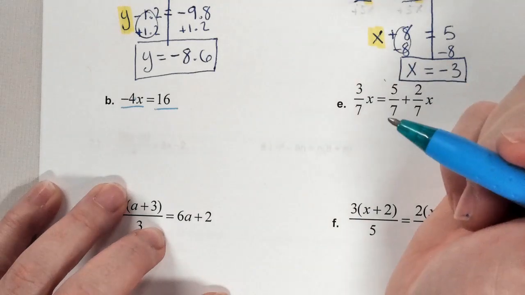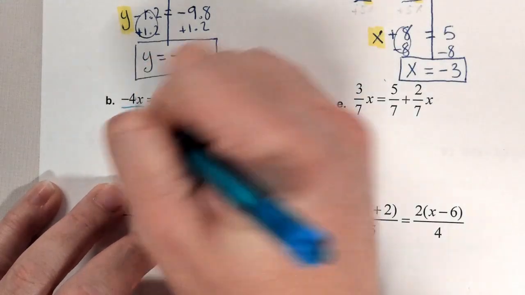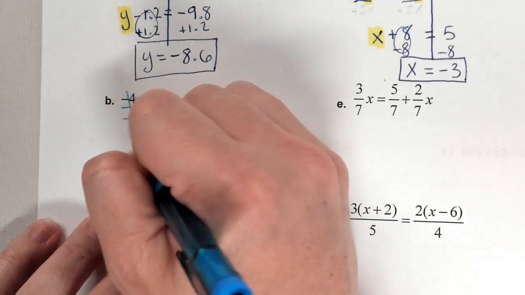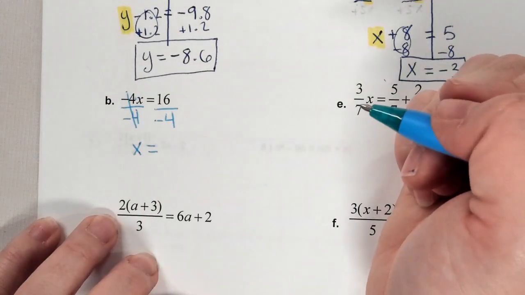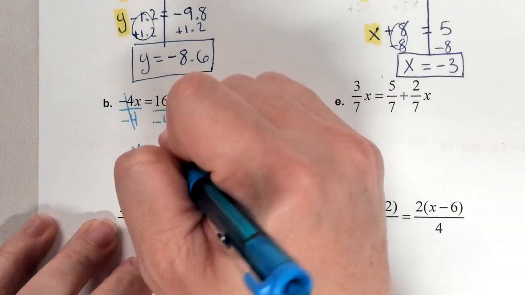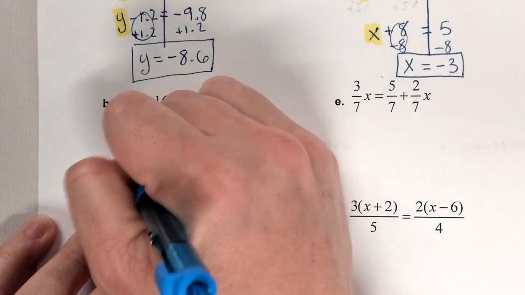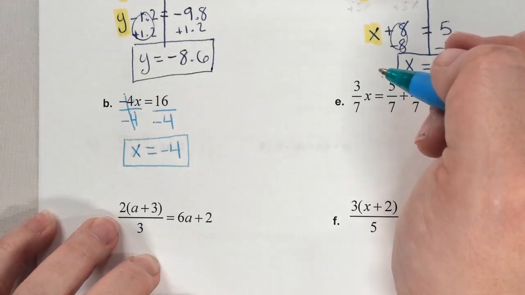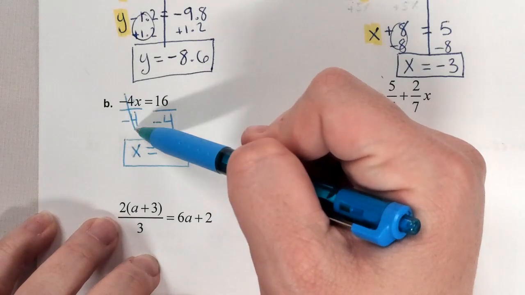What number's in front of my x? So I'm going to divide by negative 4. This cancels, and I'm left with x equals what? Negative 4. Now here's my question. What's negative 4 divided by negative 4? 1. Do you notice that I used a line?